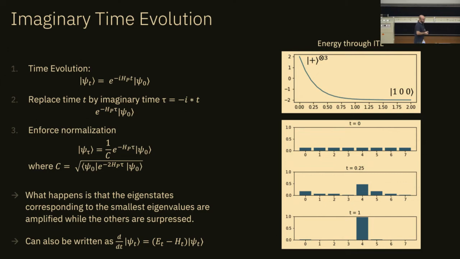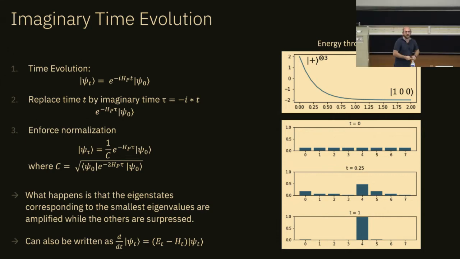Now, what this is doing is, if you think about it, the small eigenvalues here decay slowly, and the large eigenvalues decay very quickly. And since we normalize, what we do is we emphasize the small eigenvalues. Like we push all the weight to the small eigenvalues, to the eigenstate of the smallest eigenvalue, to the optimal.